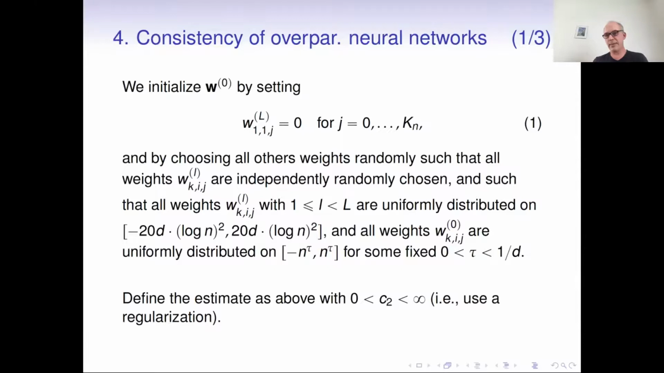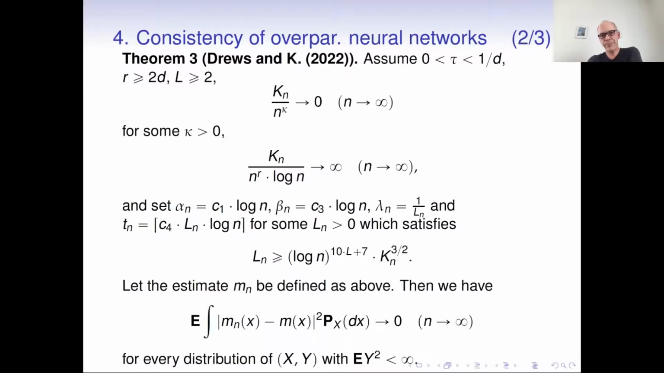This time, the constant in front of the regularization term is fixed and greater than 0. So I use the regularization, and I also use this truncation. You will see on the next slide, the alpha_n and beta_n will be some log factor. Then I can show the following theorem. Assume again that tau is between 0 and 1 divided by d.